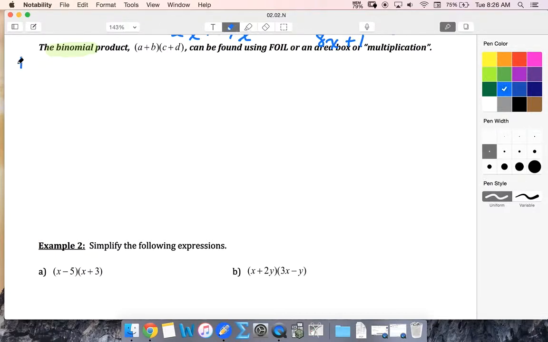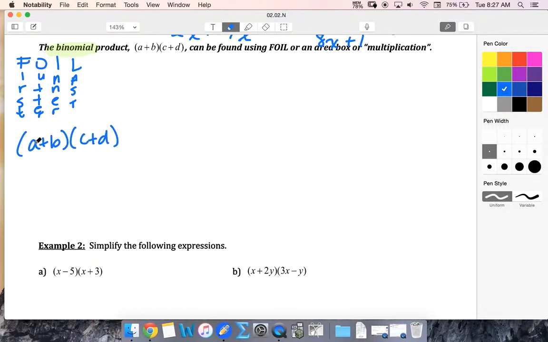So one is with FOIL, which is first, outer, inner, last. So this is just helping us to think about our distribution.